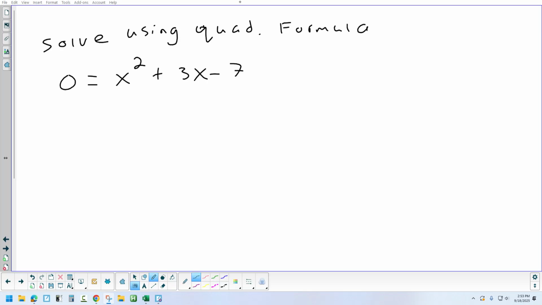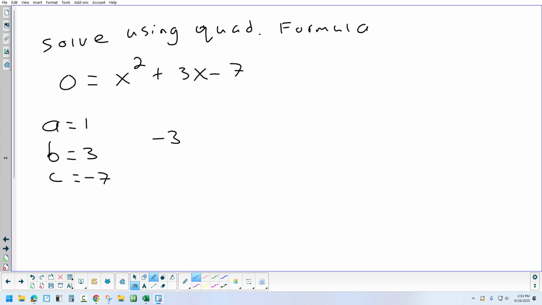Okay, so the first question we're going to take a look at is solving a quadratic, and we're going to use the quadratic formula. Okay, so we want to identify what A, B, and C are before we plug anything in. So let's start with those. Anybody tell me what's A in this case? Yep, 1. And B? B, yeah, 3. And C? Yep, that's -7. So we've got A, we've got B, we've got C. Now we'll fill them all in.